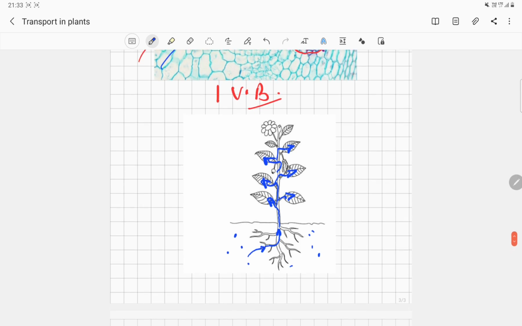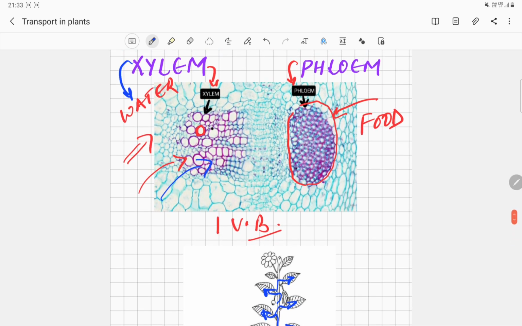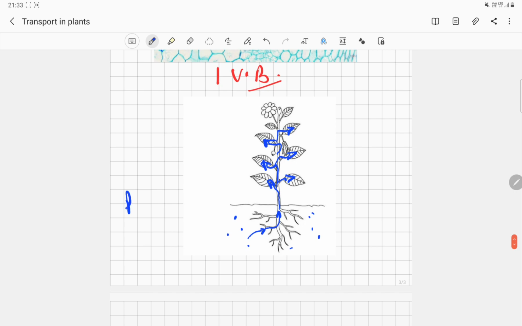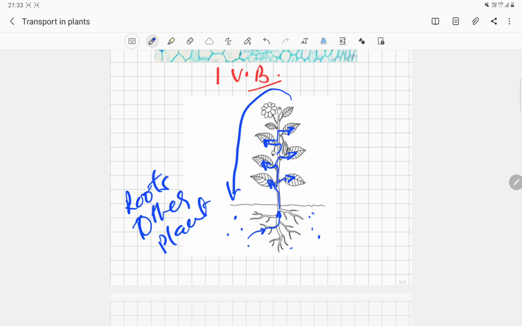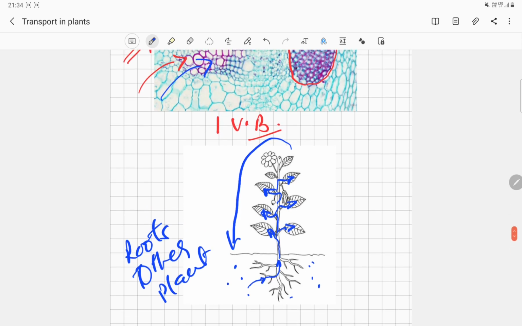Now you must always remember that water moves in xylem in only one direction, from roots to the other parts of the plant. But water cannot move from other parts of the plant downward to the roots. So one important thing that you must remember is that in xylem, the movement of water is only in one direction, which is from roots to the shoots.